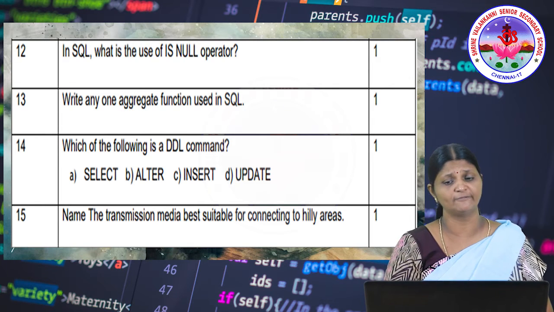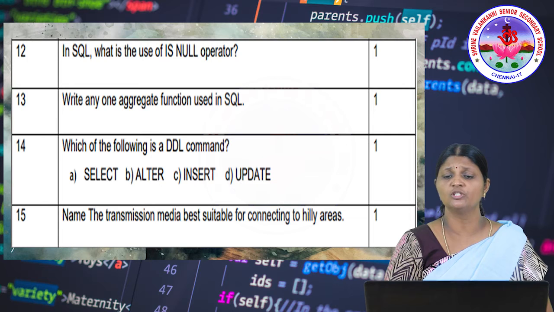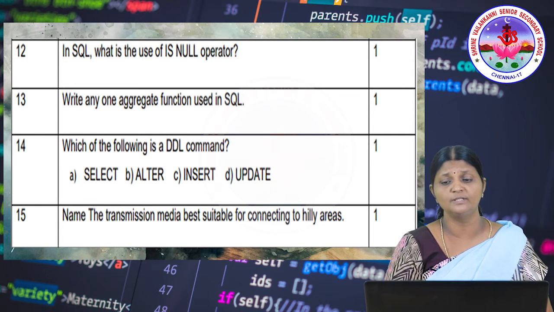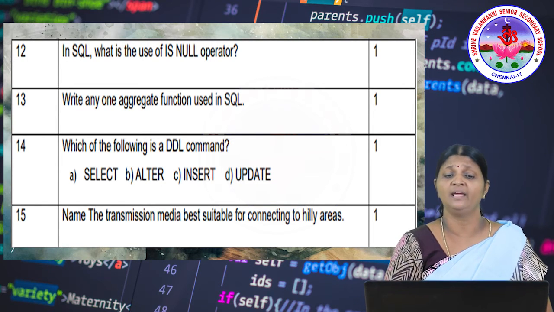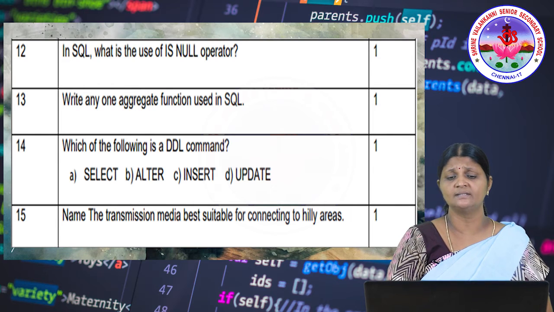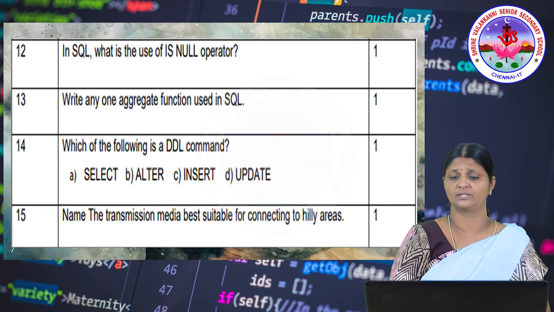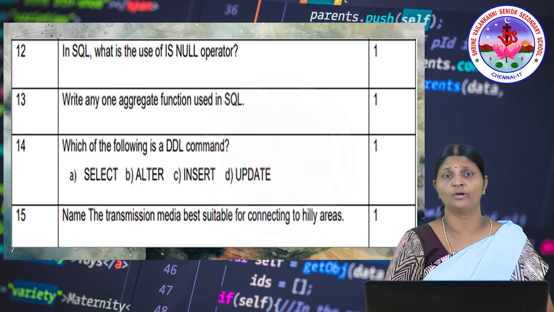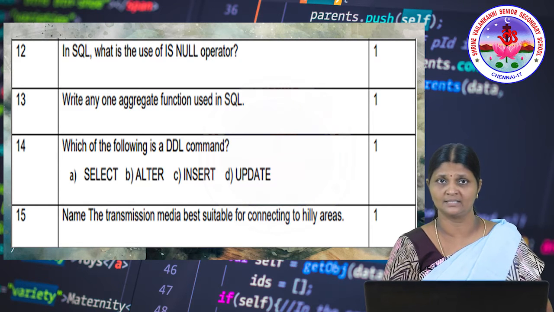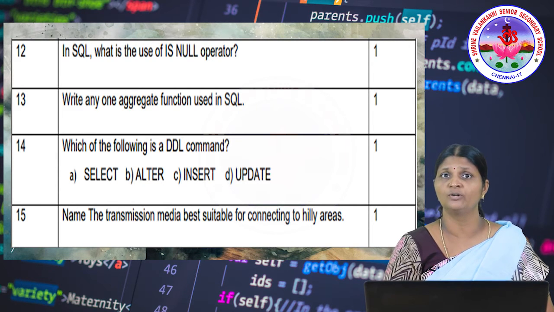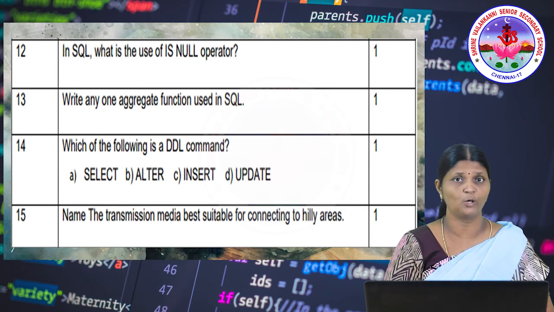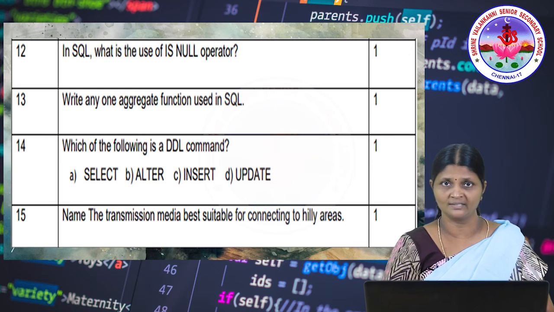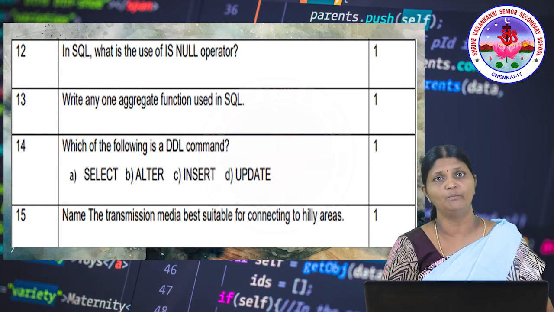Next, question number 15. Name the transmission media best suitable for connecting to hilly areas. So, what is the transmission media we use? Here we have so many, right? The types of transmission media are guided and unguided, or we can call it wired and wireless. Here we can obviously go for only wireless. In wireless, in the form of waves, microwave or radio wave. So you got the answer, right? It is radio wave or microwave.